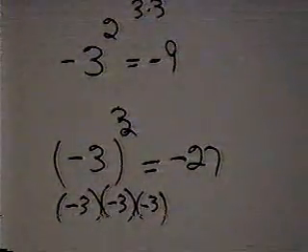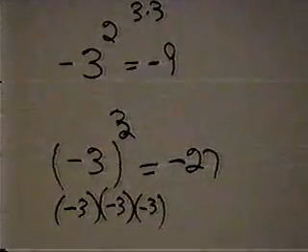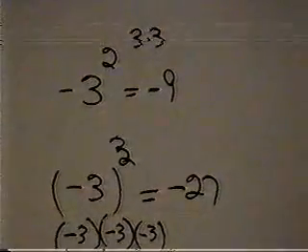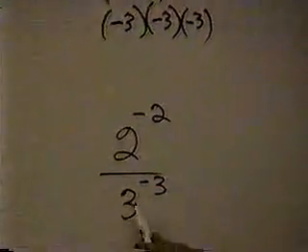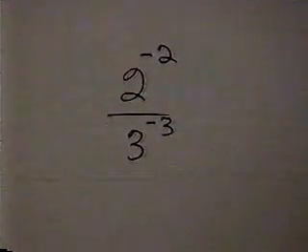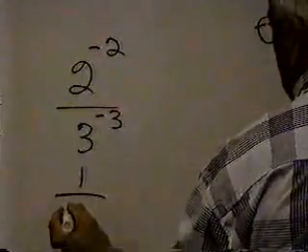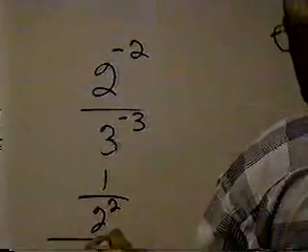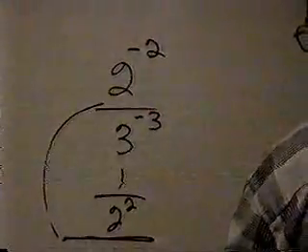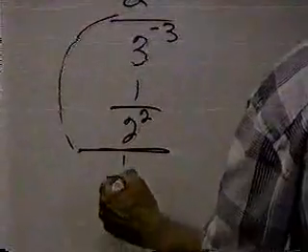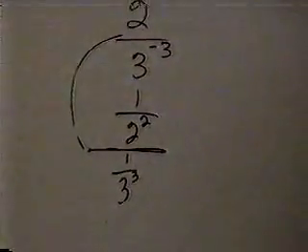All right, next example. Here we have 2 to the minus 2 power and 3 to the minus 3 power. Okay, so this can be worked by saying 1 over 2 to the 2 power divided by 1 over 3 to the third power.